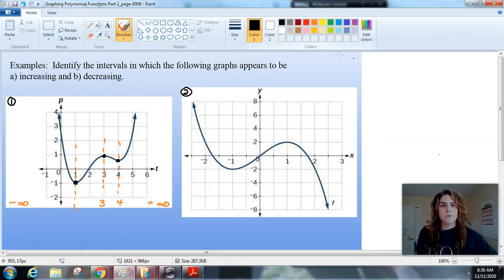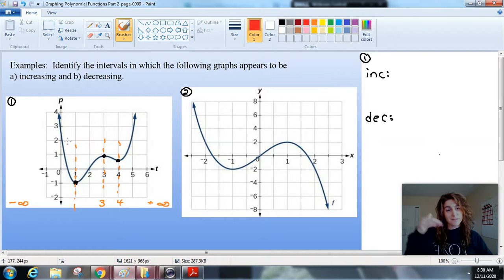Okay, so with graph number 1, we are going to look at where it is increasing and where it is decreasing. And the easiest way to decipher that is to take your pen and actually trace it. What motion is your pen going in? If your pen's moving down, then it's decreasing. If it's moving up, we're increasing.